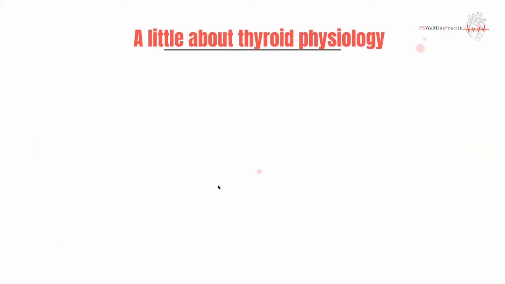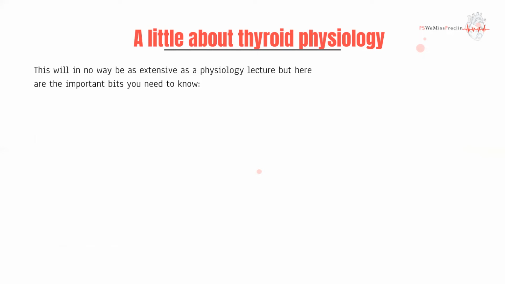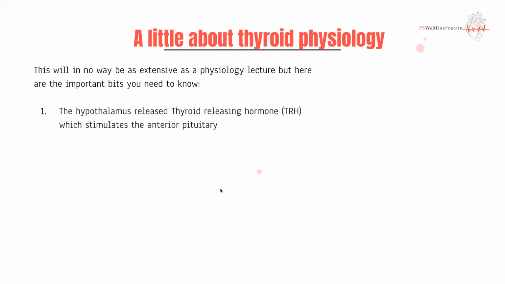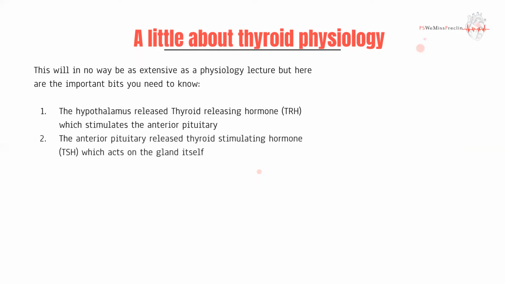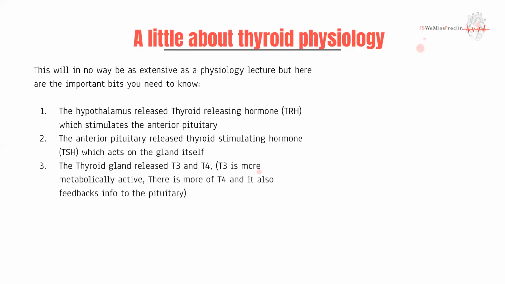So going back to a bit about the physiology when it comes to the thyroid, I'm covering a few important bits, but it's not going to be very extensive. The hypothalamus releases thyroid releasing hormone, TRH, that acts on the anterior pituitary. The anterior pituitary produces TSH, or thyroid stimulating hormone. This acts on the thyroid gland, and the thyroid gland releases T3 and T4.